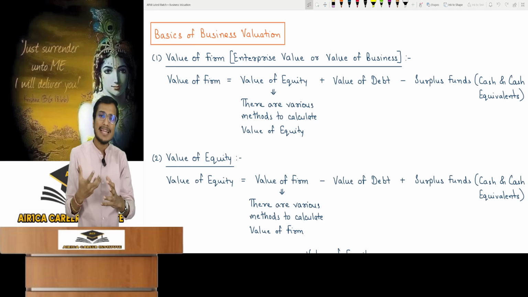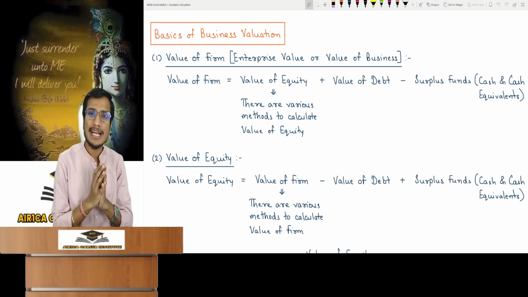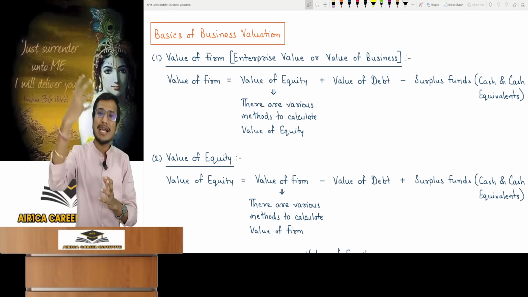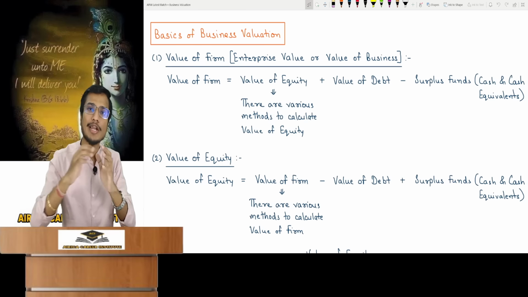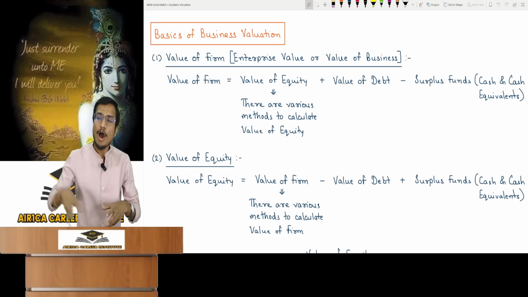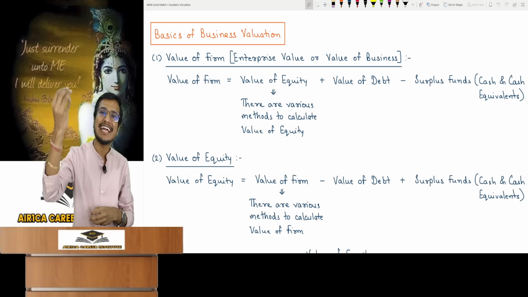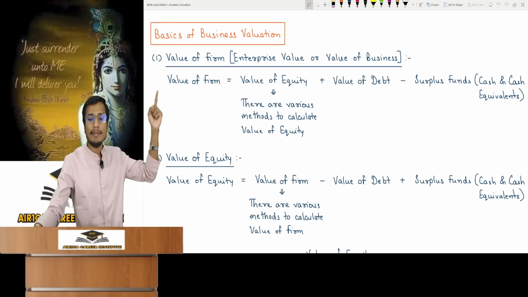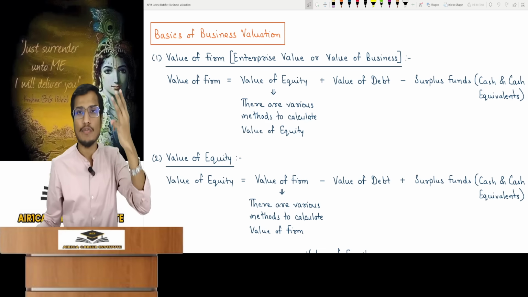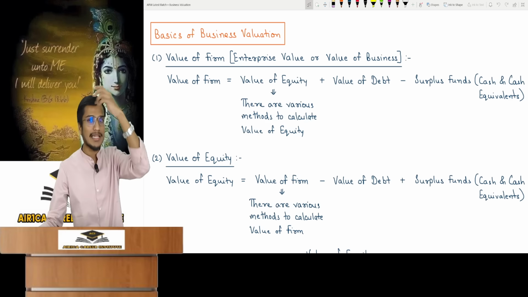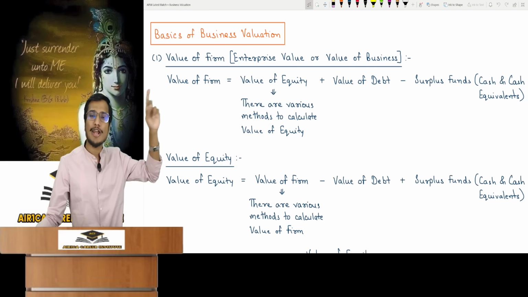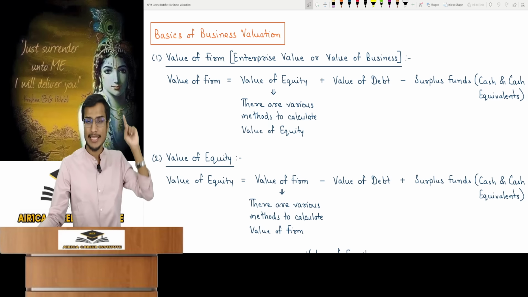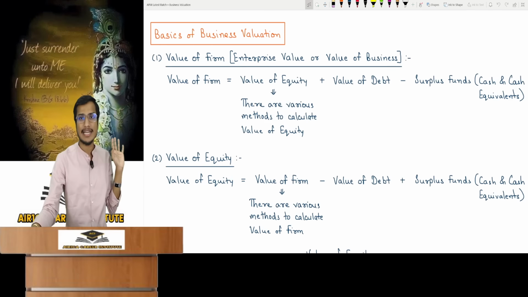See, first let me make this basic clear to you. What does business value mean? The value of the entire company. The value of the company meaning the value of the firm. You can also call it the value of the firm. Firm value means the entire entity, which is the enterprise. Value of the firm, enterprise value or value of business all mean the same thing, and you must remember this. If the question asks for the value of the firm, enterprise value or value of business, all three will have the same meaning. They are used as synonyms.